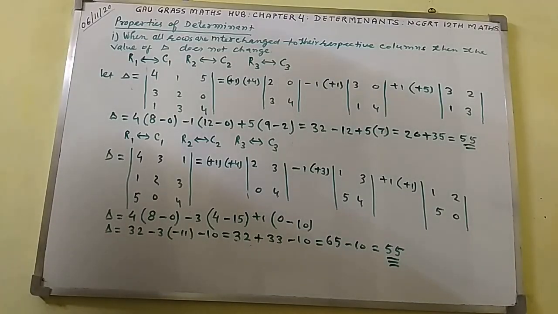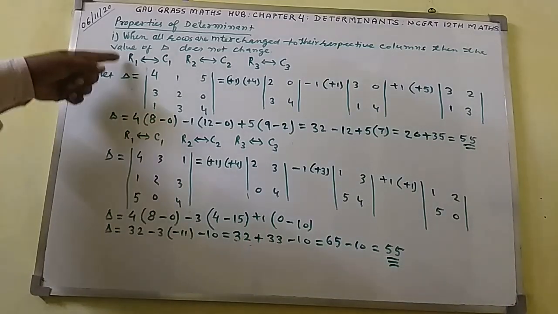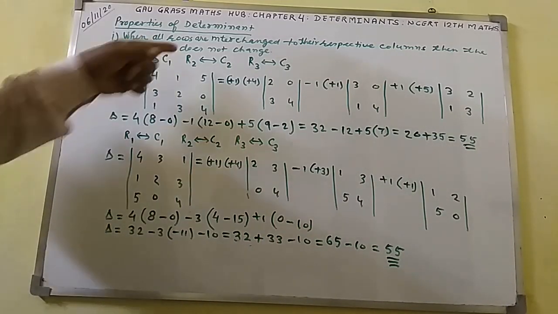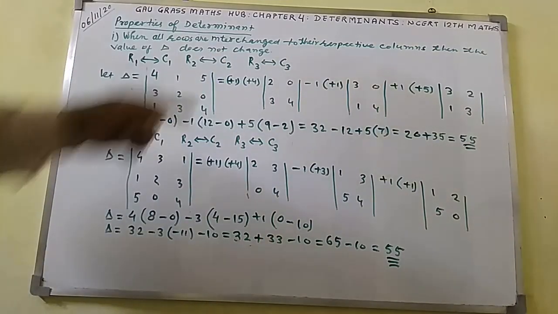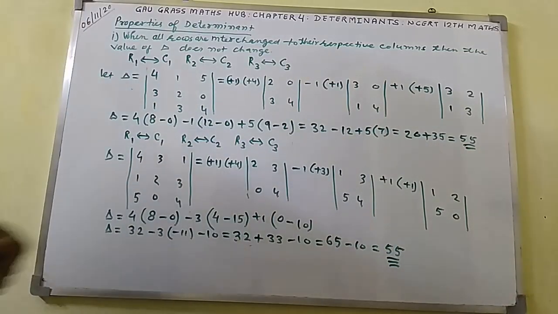When all rows are interchanged to their respective columns, then the value of the determinant does not change. This means that R1 interchange to C1, R2 interchange to C2, R3 interchange to C3.